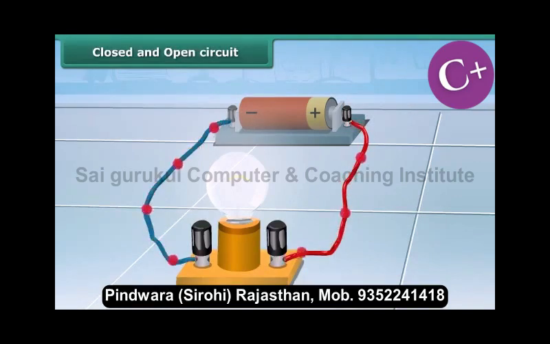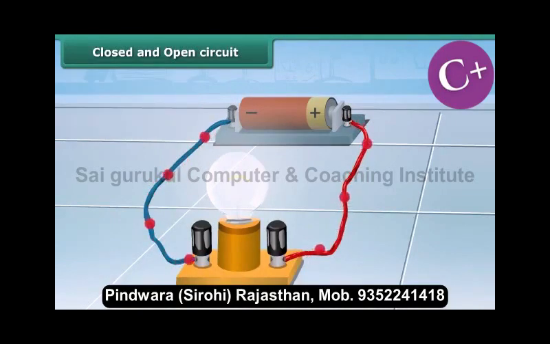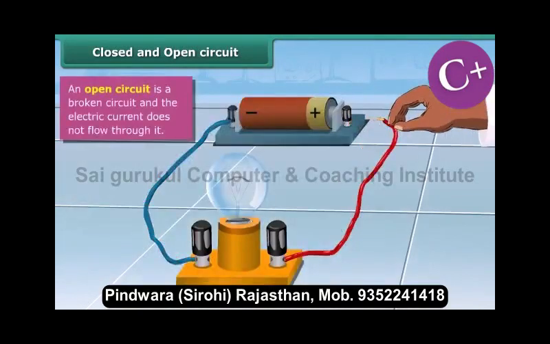Closed and open circuit. If you see both the wires are connected to both the terminals, it is an unbroken path. It is a closed circuit. Disconnect one of the wires. You will find that the path is broken now. Also, the bulb doesn't light up since electricity can't flow through this circuit. A broken path is known as an open circuit.